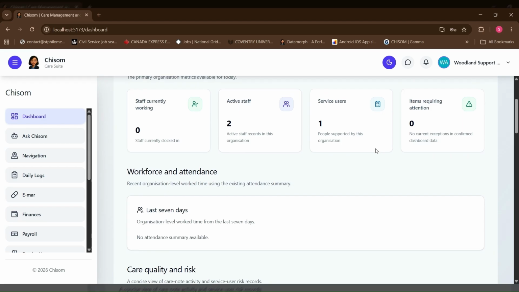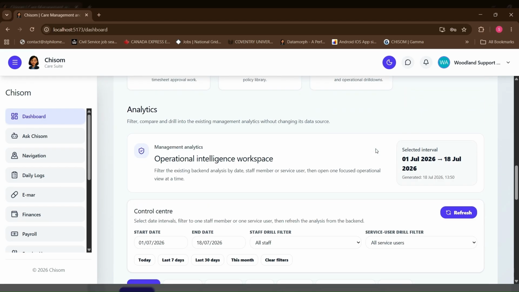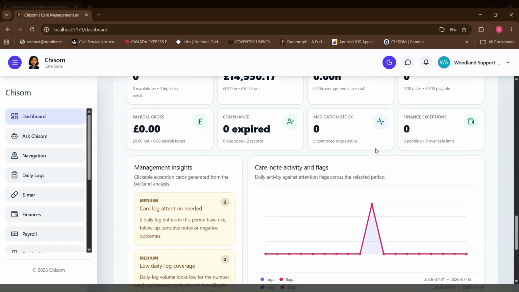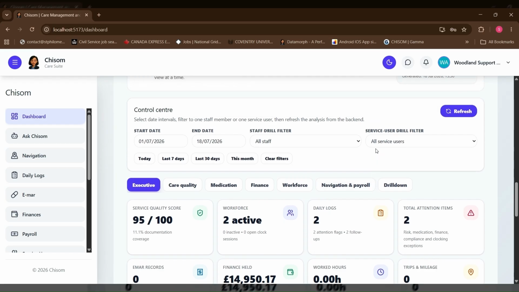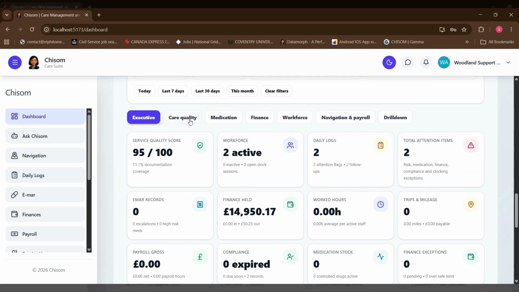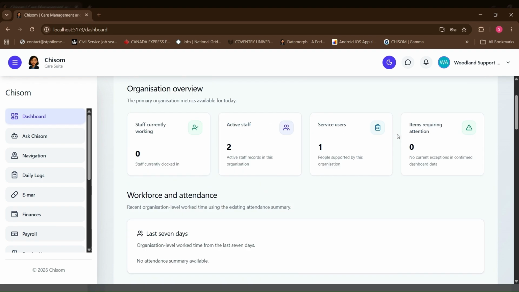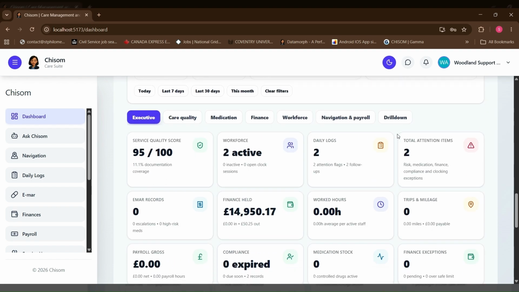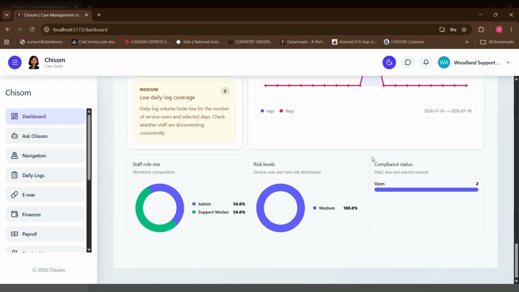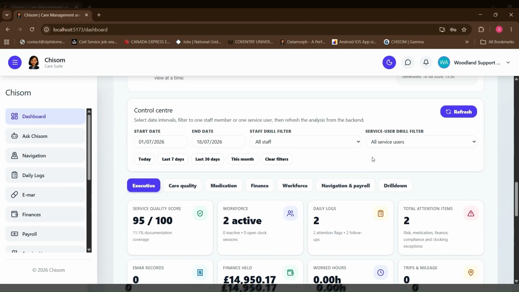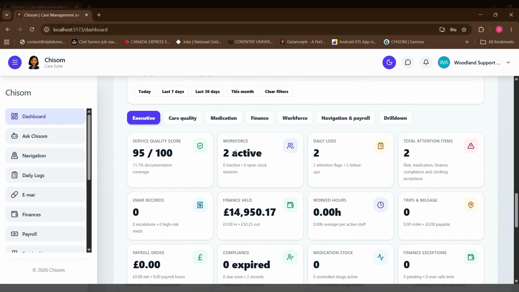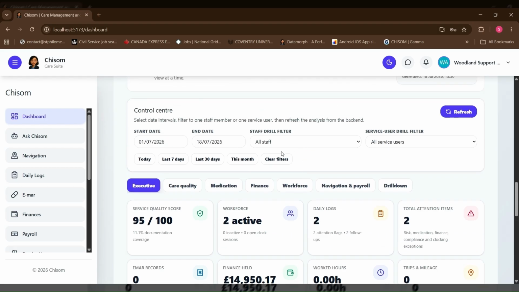From here, you can have visibility into the performance of the service in terms of executive, in terms of care, quality, medication. So everything that is going on in the service, you can always have first-hand analytics. So Chisom is actually like a data analytic platform for better governance that helps management to know at a glance how the service is performing.